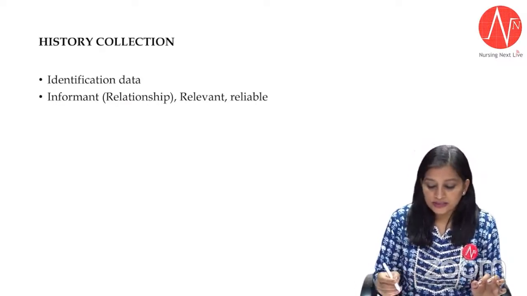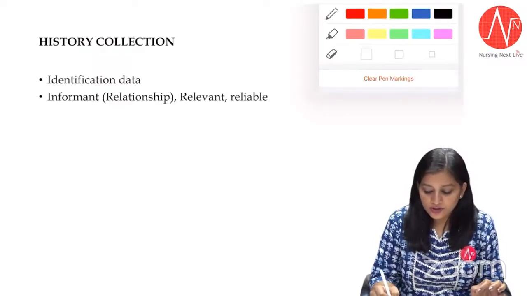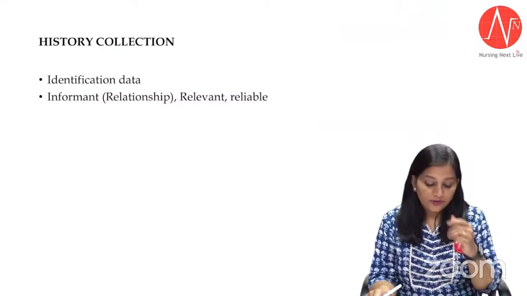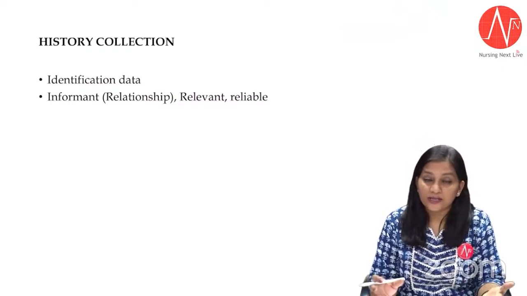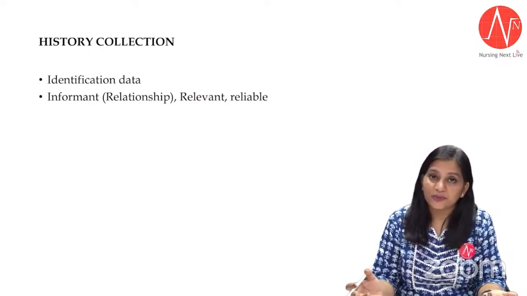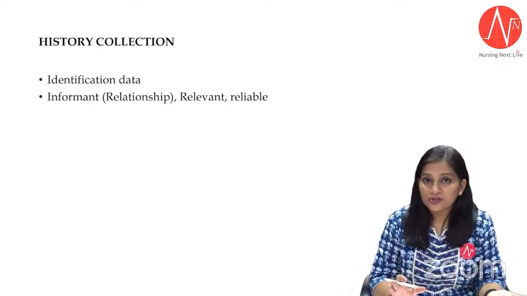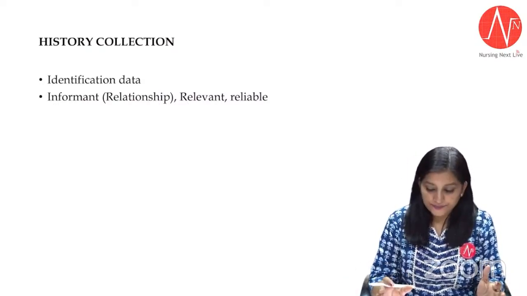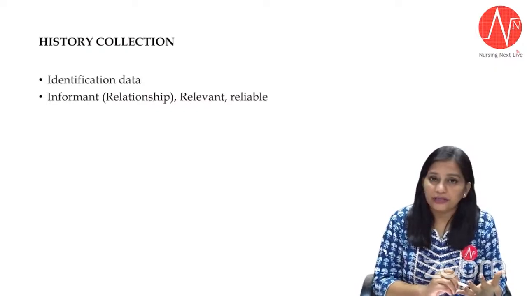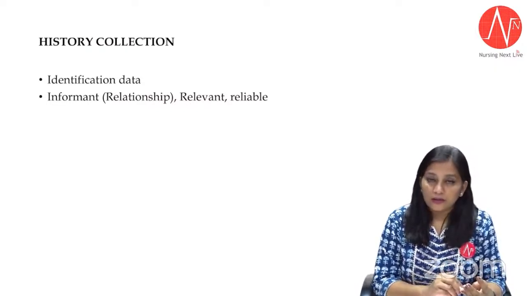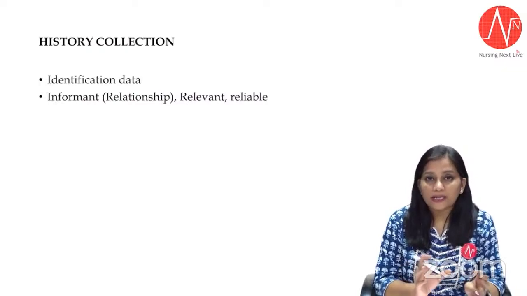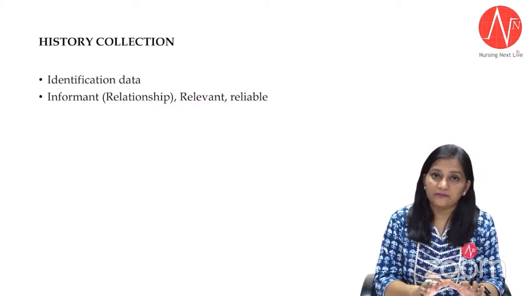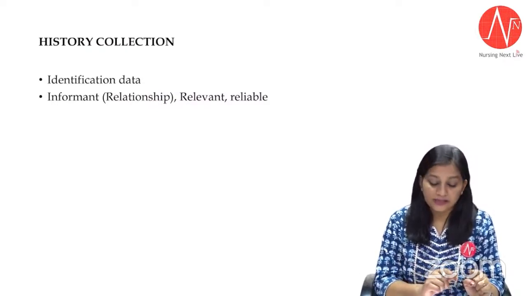First is identification data. Identification data is one of the important things, and this is the first thing done in the history collection. In this, the name of the patient, gender, address, age, occupation, marital status, religion, and dietary habits, all these things are collected. Why? Because we should know the age of the patient, as age is also one of the factors when we consider the etiology of the disease.